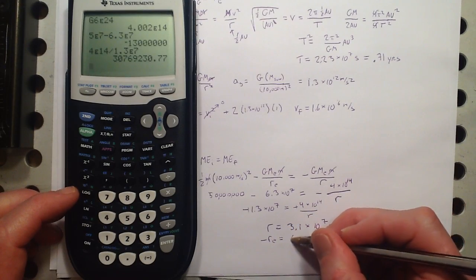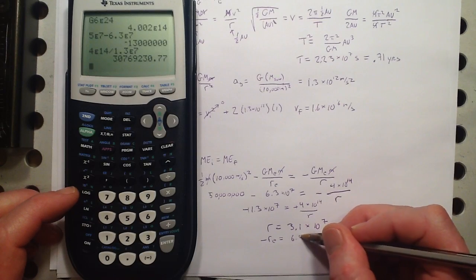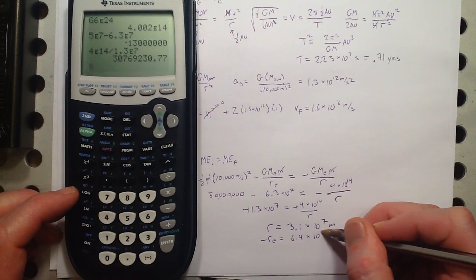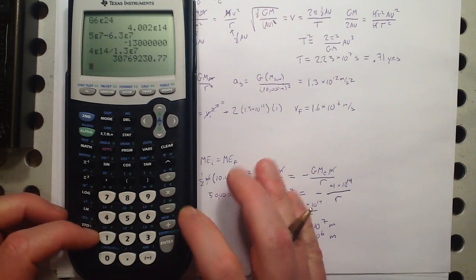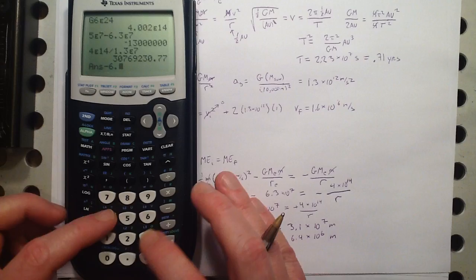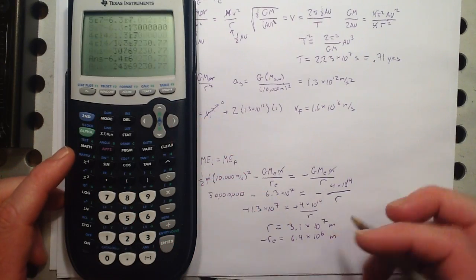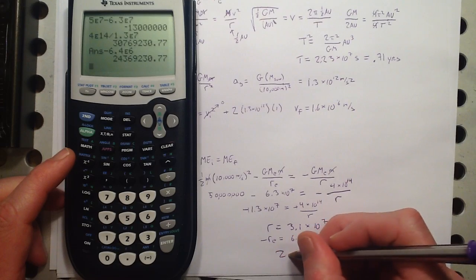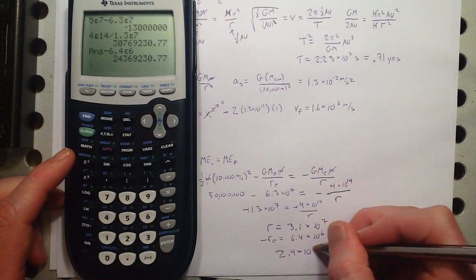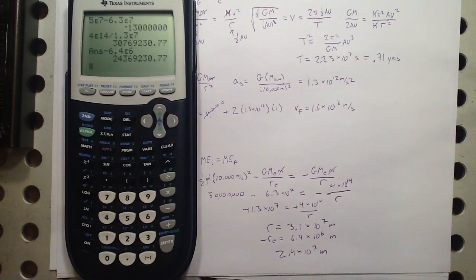which is about 6.4 times 10 to the 6th meters. And that gives me about 2.4 times 10 to the 7th meters.